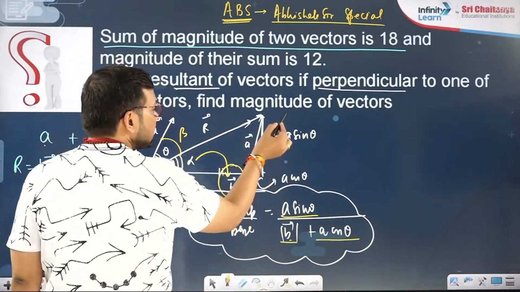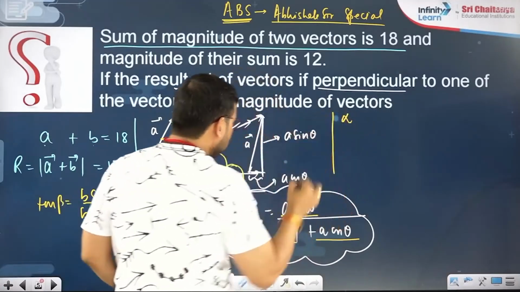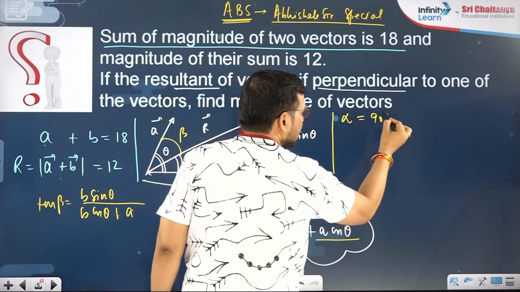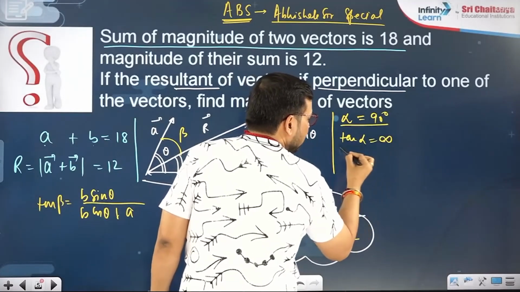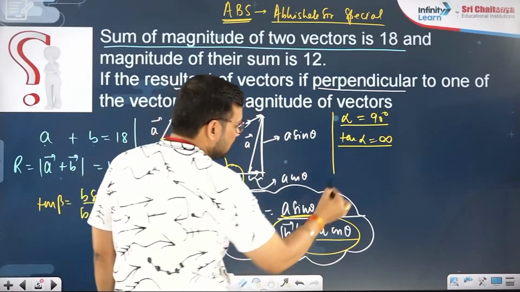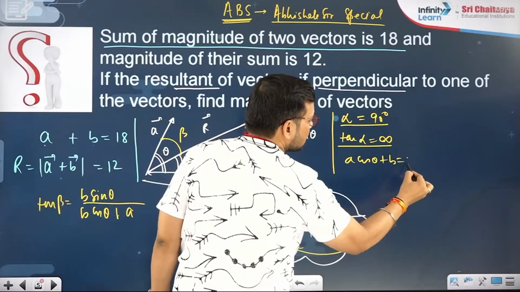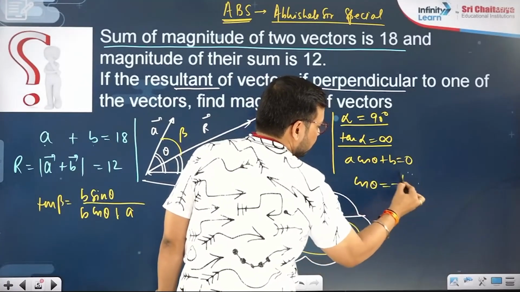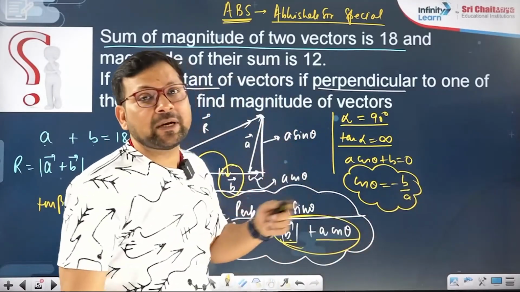But my question says resultant is perpendicular. Angle of resultant is alpha. And if resultant is perpendicular, alpha will be 90. Alpha will be 90, then tan alpha will be infinity. And if tan alpha is infinity, then the denominator must be equal to 0. That is A cos theta plus B equal to 0. Cos theta equal to minus B by A. That is the angle between vectors when resultant is perpendicular.